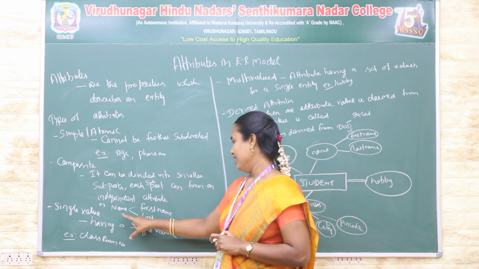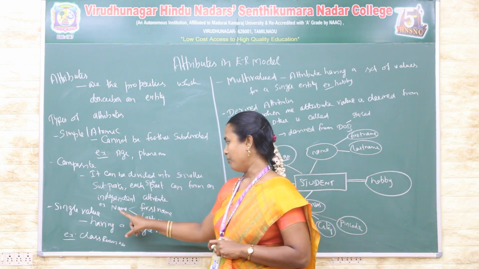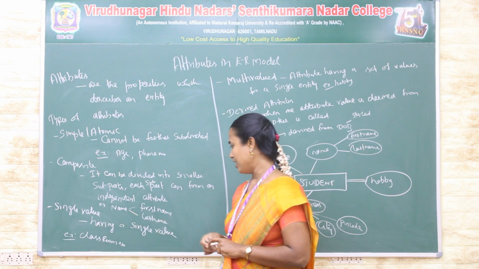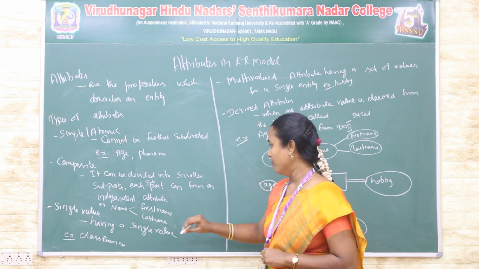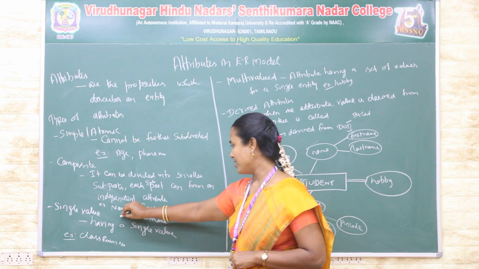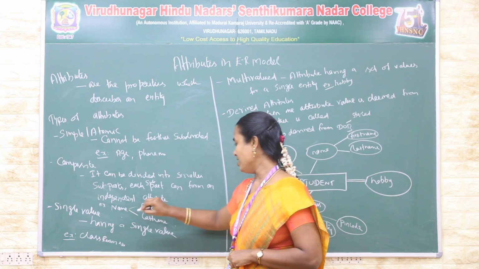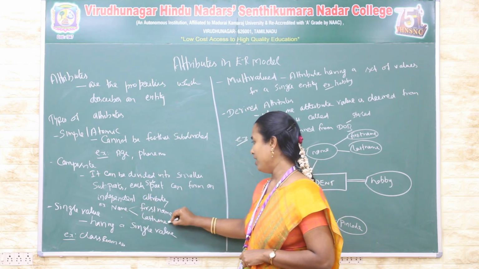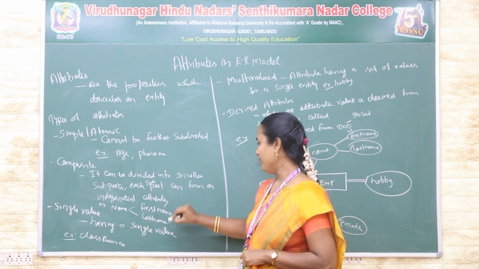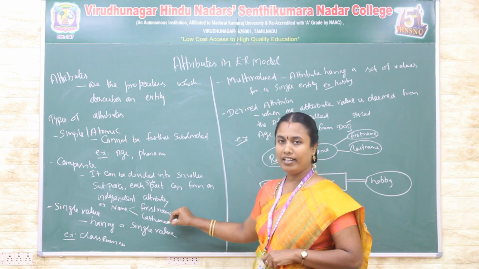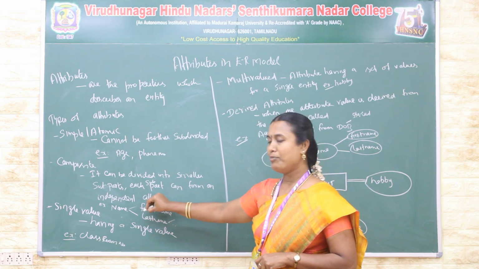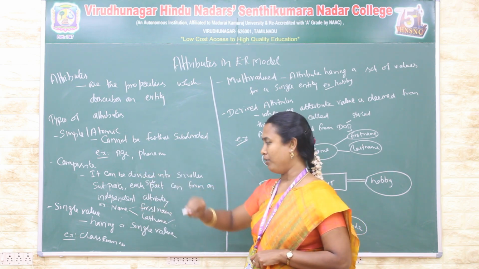For example, for a composite attribute, the name field contains first name and last name. So here name is the composite attribute. It can be divided into subparts, first name and last name. These first name and last name are independent attributes. So we can say name is an example of a composite attribute.